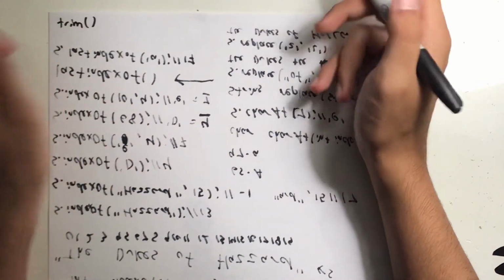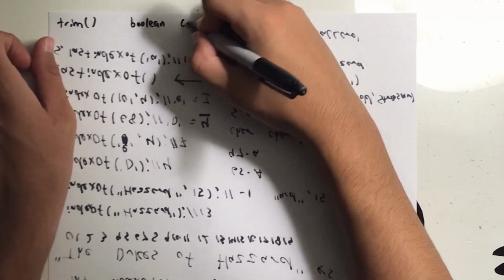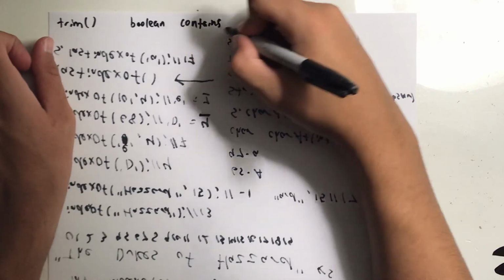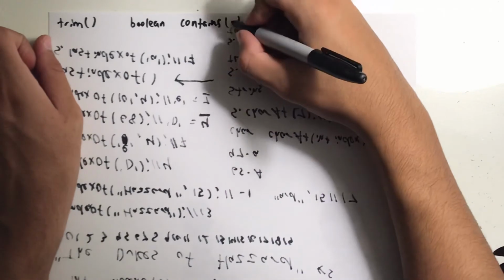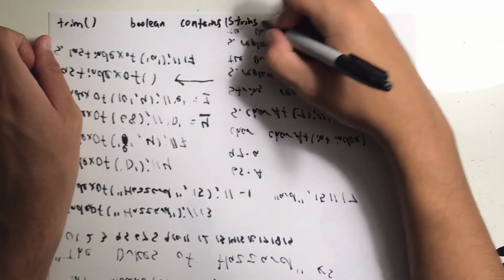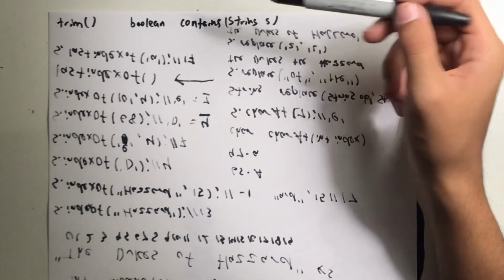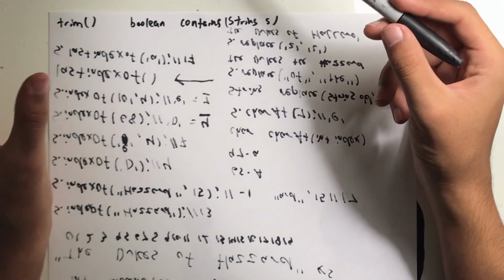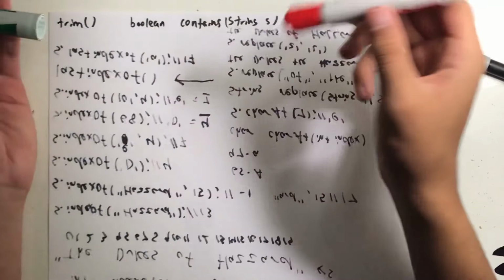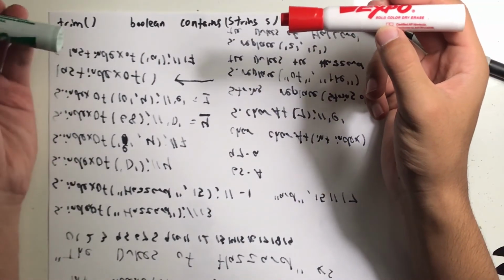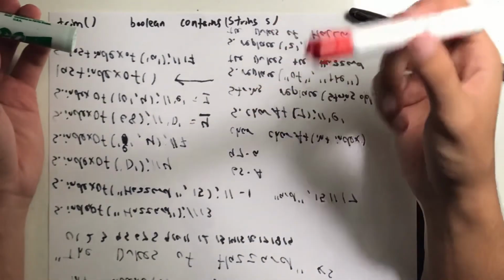And then there's also the boolean contains method, which returns true or false. And this one's pretty self-explanatory. You should put something like string s. Does this string contain this string? Let's, for example, say we have this string, and in this string, does it contain this? Yes or no? If it's yes, it returns true. If it's no, it returns false.